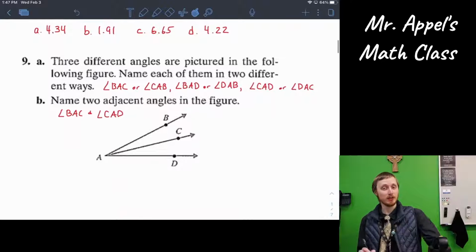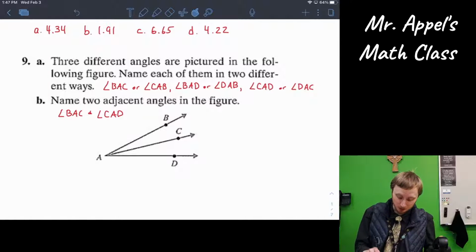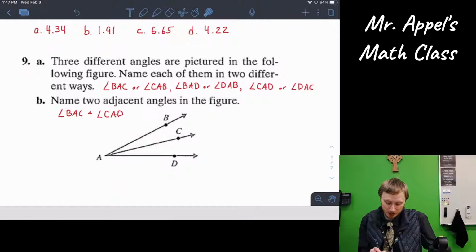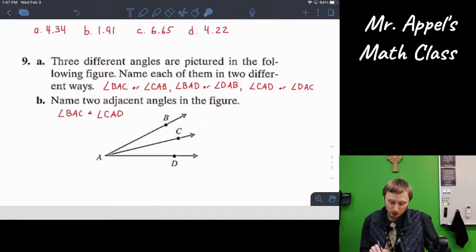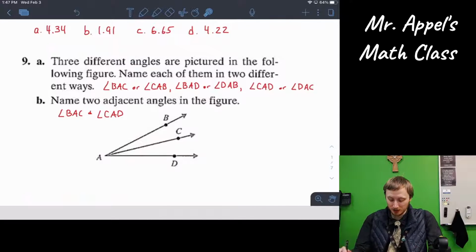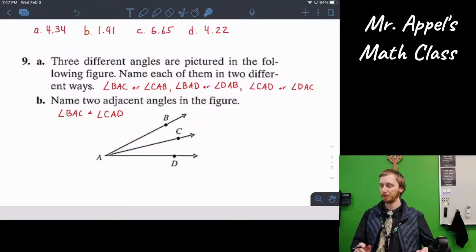Number 9 now has you naming the angles. So altogether, we have this top angle here, BAC, or you could call it CAB. The order doesn't matter so long as A is in the middle. We've also got the large one overall, BAD, and the other small one, CAD. The two adjacent angles would be BAC and CAD, these two small ones that combine to make the large one.